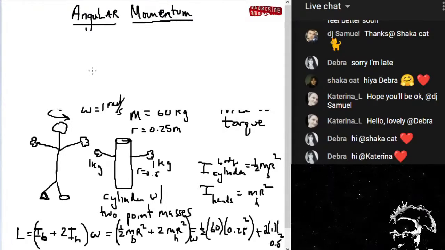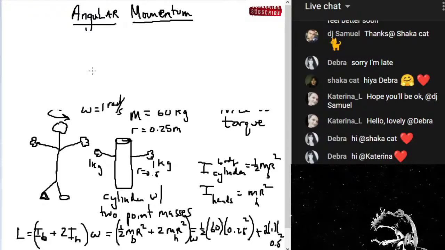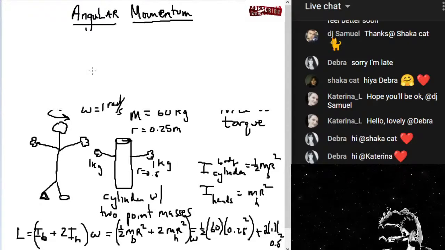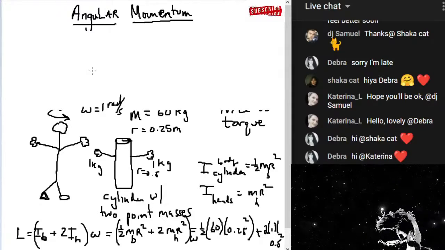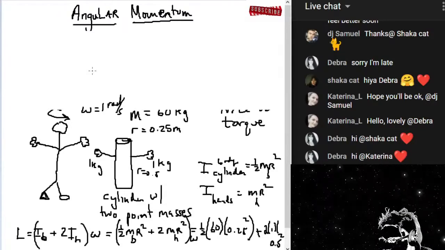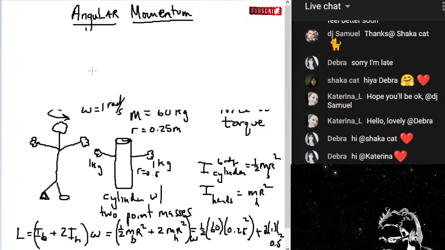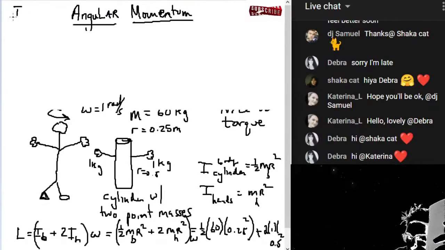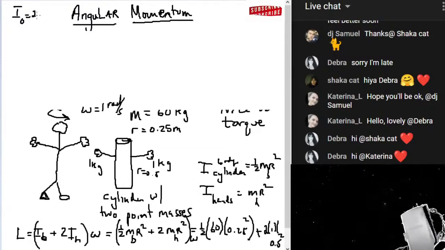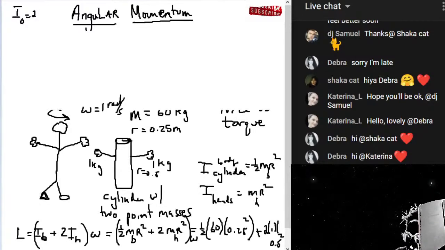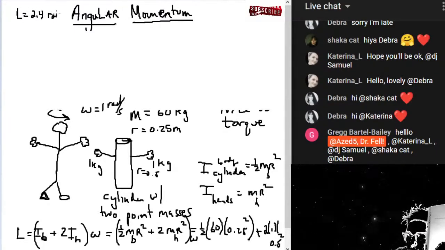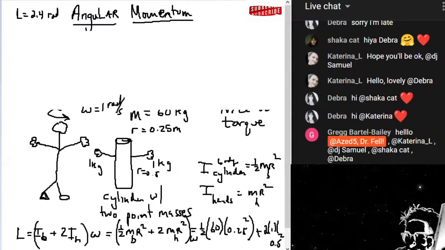Okay, so let's do all this math. So 1/2 of 60 is 30 times 0.25 squared plus 2 times 0.5 squared. It's going to be 2.4. So their initial angular momentum, momentum is L. L equals 2.4 kilogram meter squared radians per second.